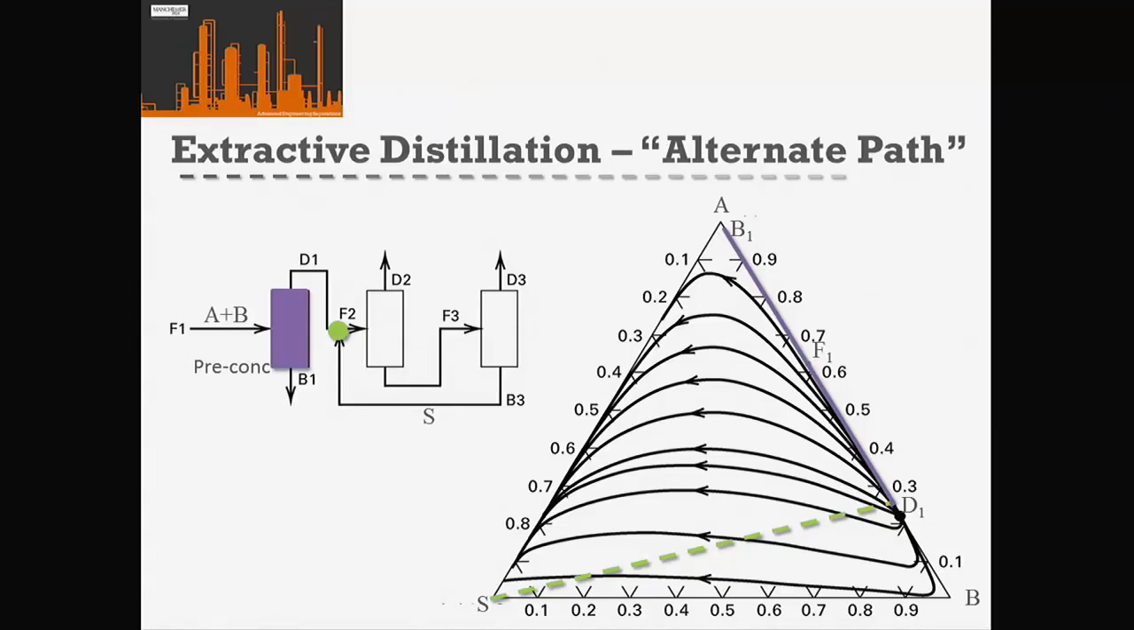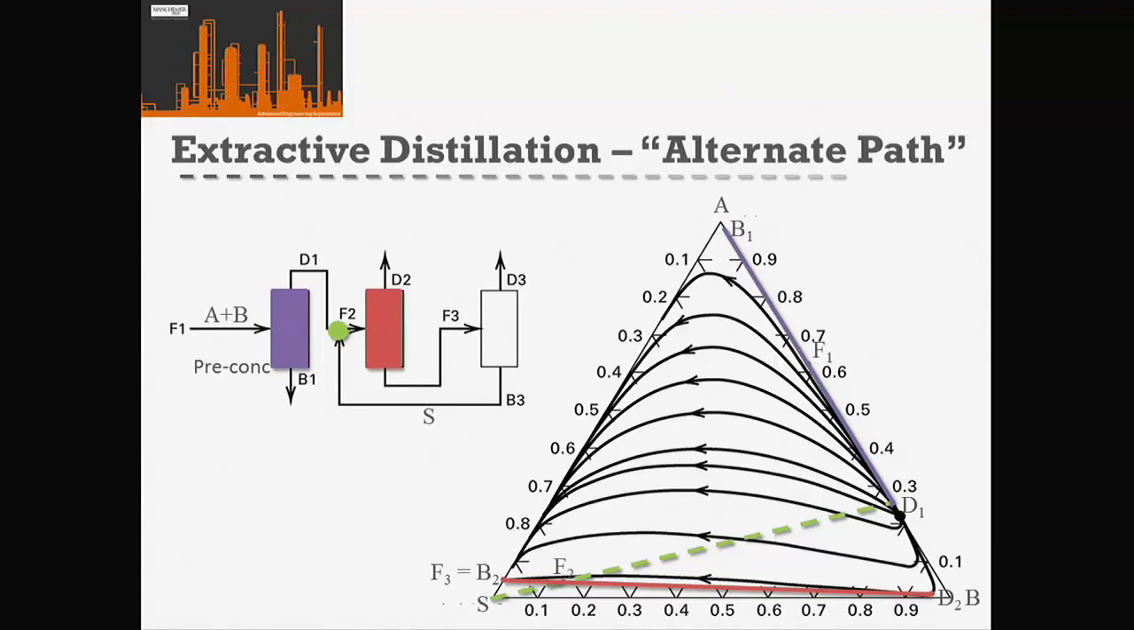But what I need to do now is think, well, can I draw a straight line that lies on the same residue curve, and that residue curve comes all the way down here to S, that passes through this green line? Well, yes, I can. So one example would be this red line. So you can see that our distillate composition is near our pure B.